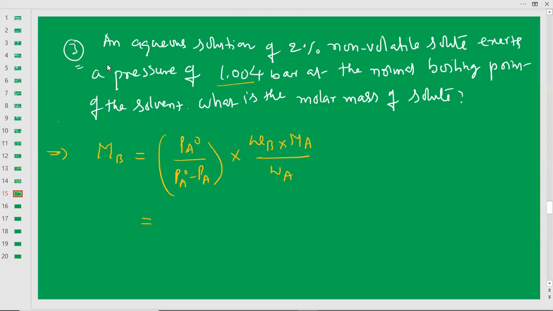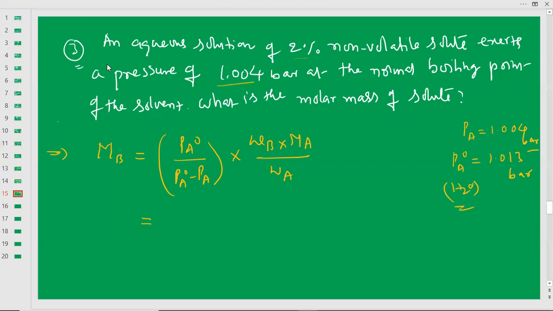An aqueous solution of 2% non-volatile solute exerts a pressure of 1.004 bar at the normal boiling point. So this 1.004 we can consider as the PA value. And what is the vapor pressure at the normal boiling point of water at 100 degrees Celsius? It is 1.013 bar. Its value is a standard value. This is particularly for water.